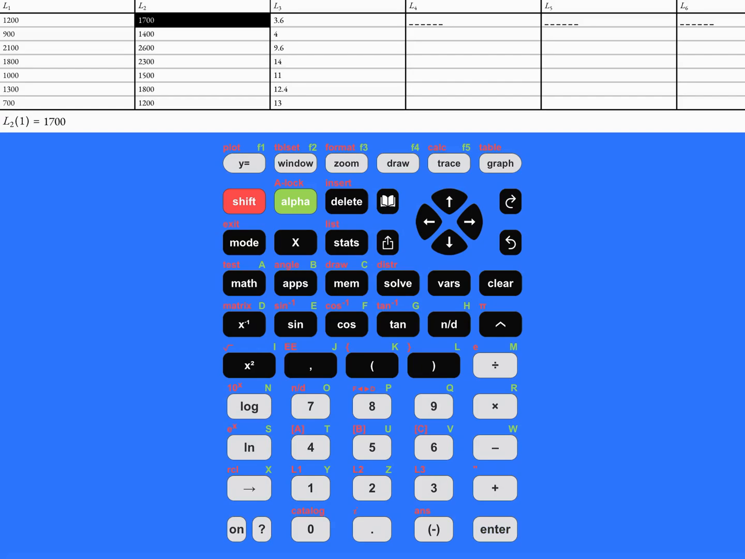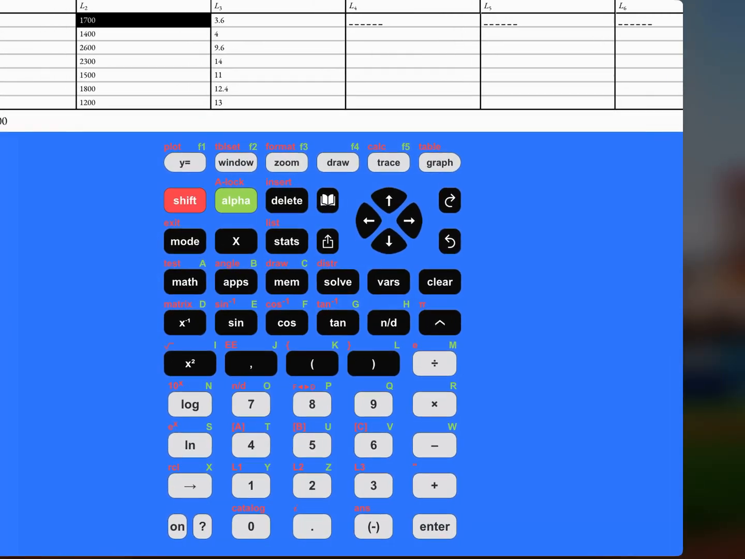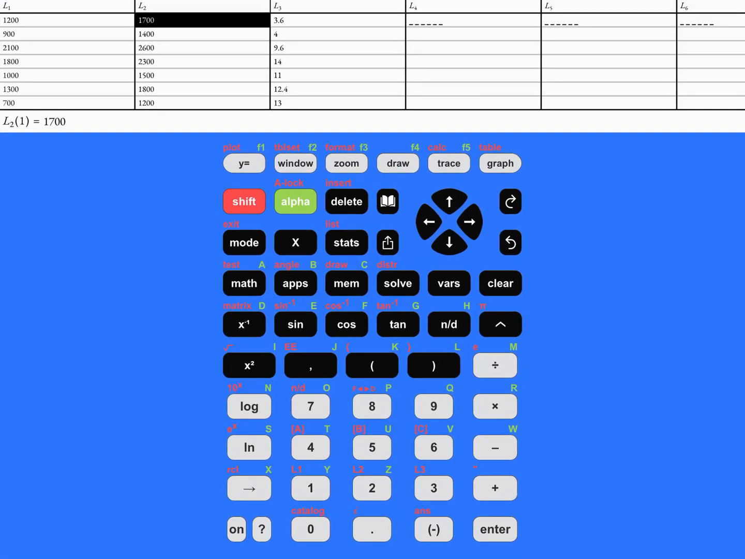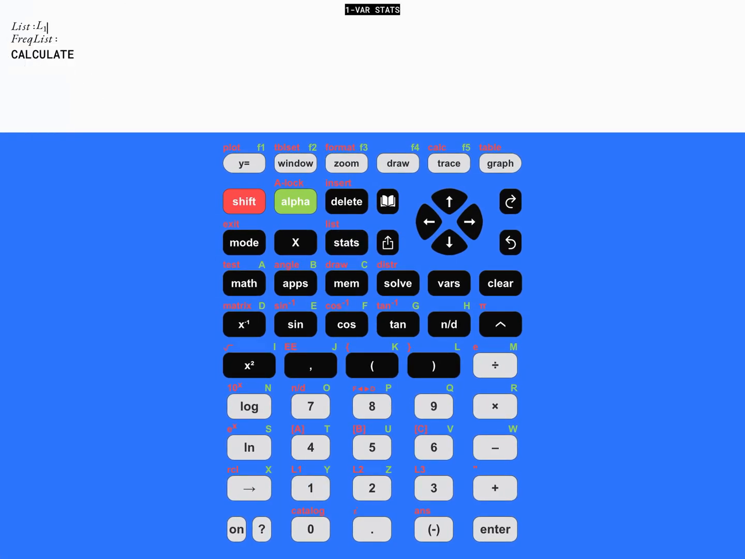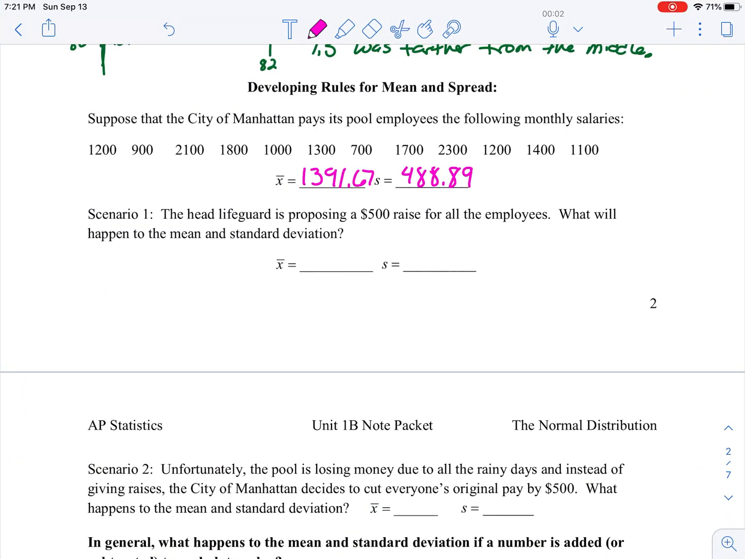And in the grand scheme of things, I would never, ever want you to even do this calculation. I want you to understand the theory behind it and just give me the answer without having to do any calculations. But now we're going to go stat, over to calculate, choose option 1, except now we're going to do this on L2. So what happened? My mean went up to 1891. However, if we look at the standard deviation, it is still at 488.